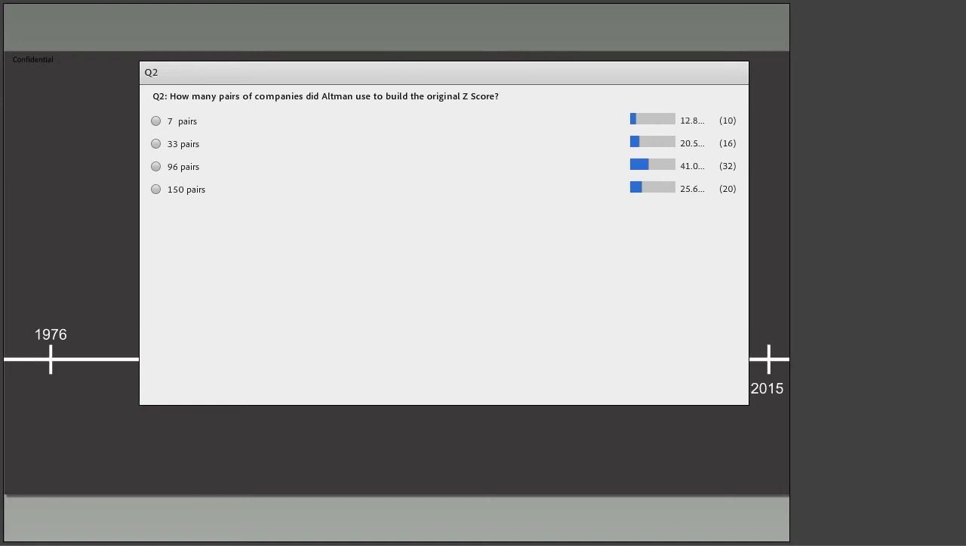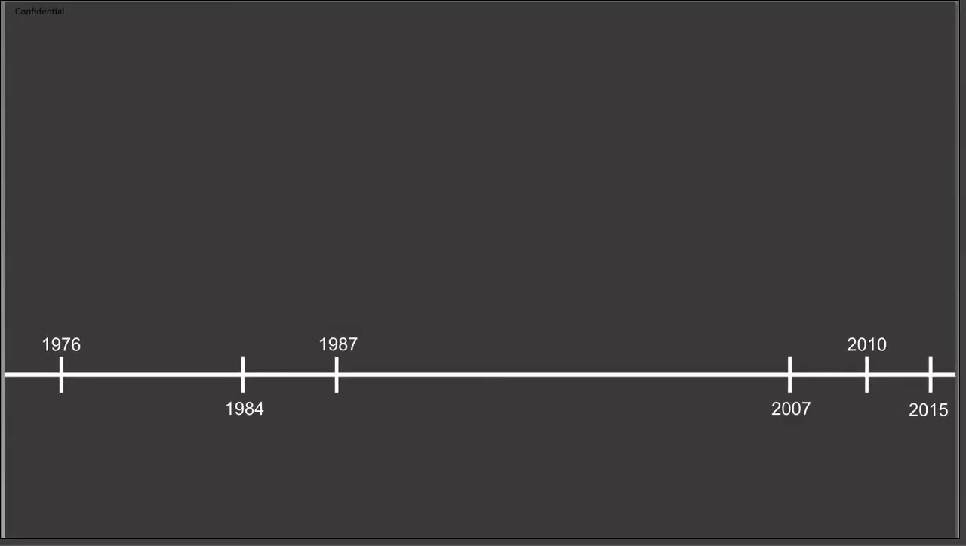Okay, so 96 pairs coming out on top, second 150 pairs, and third 33. In fact, it was just 33 pairs of companies, so 66 companies that he built this model on. So very few data points in the model, but yet he was able to achieve that accuracy by using that multivariate analysis and bringing in multiple ratios into the model.